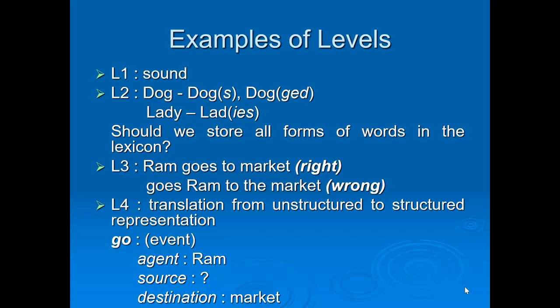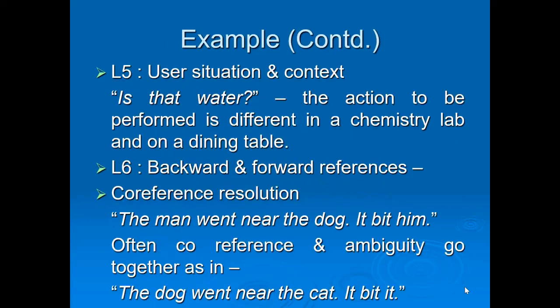Then who is the source? Goes to market. Goes means from one place to another place, but here it is not defined which is the source. Ram is going to market from where? It is not defined, so there is a question mark for that. And the destination is market, meaning where it is going, the destination in this event go. Okay, so this is how we represent the meaning for a particular sentence.